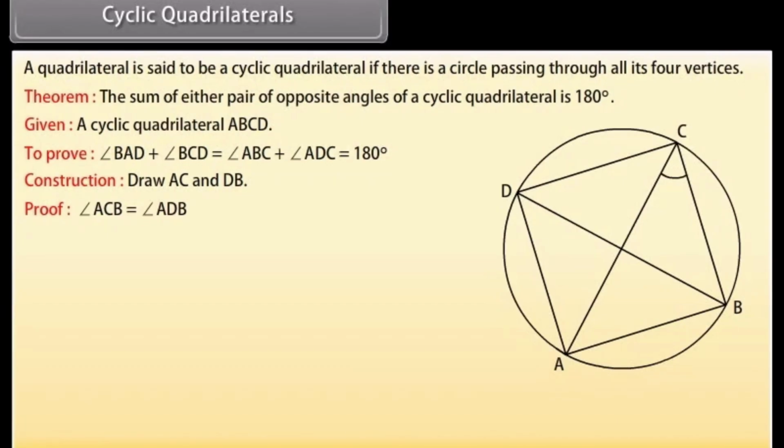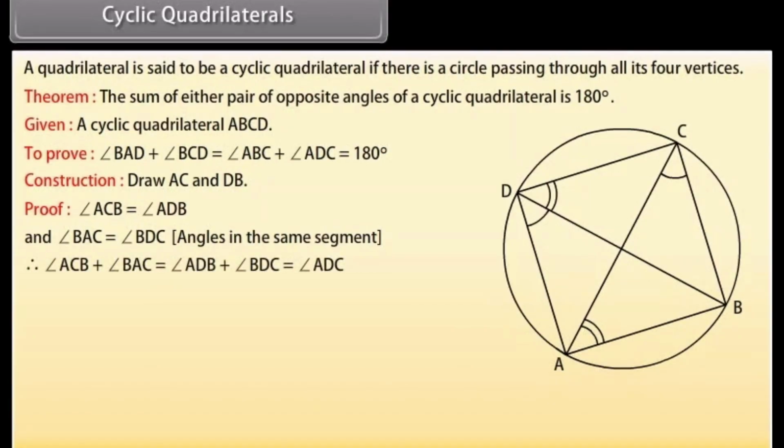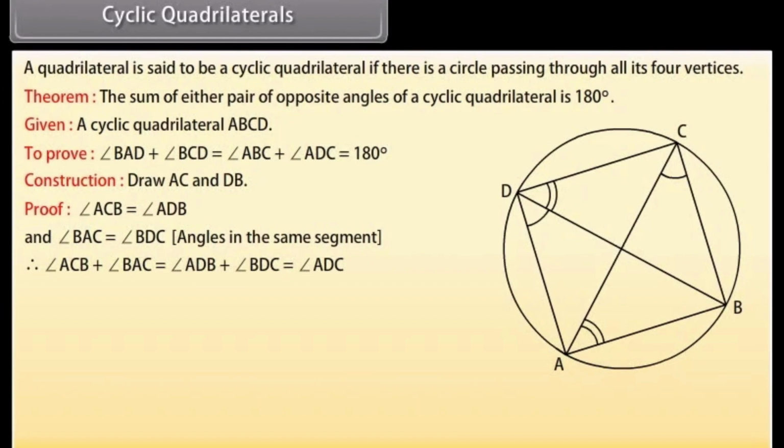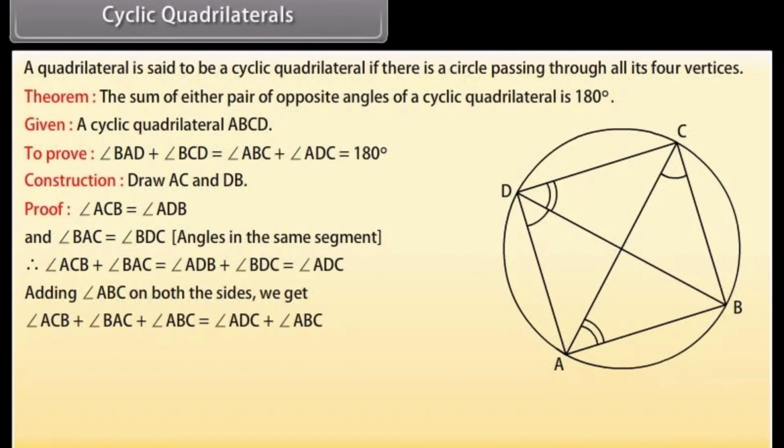Prove. Angle ACB is equal to angle ADB and angle BAC is equal to angle BDC, because these are the angles in the same segment. Therefore, angle ACB plus angle BAC is equal to angle ADB plus angle BDC, which equals angle ADC. Adding angle ABC on both sides, we get angle ACB plus angle BAC plus angle ABC, which is equal to angle ADC plus angle ABC.